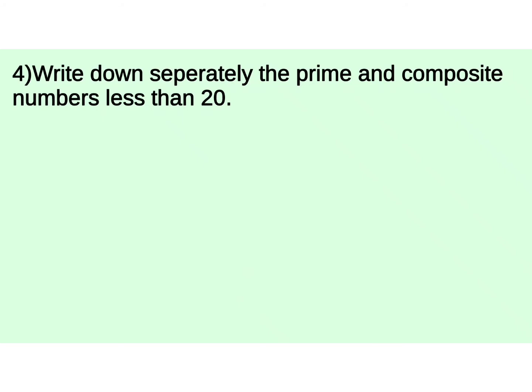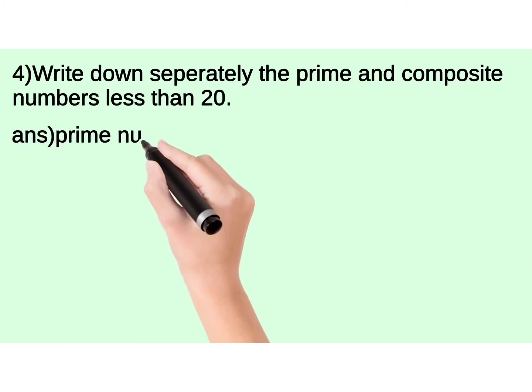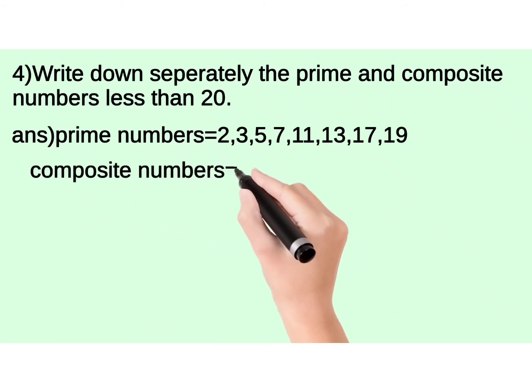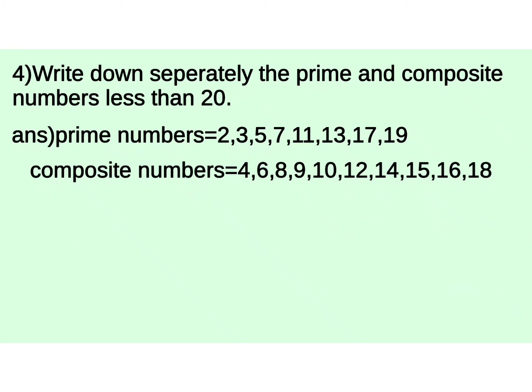We want to write the prime and composite numbers less than 20. Answer: prime numbers less than 20 are 2, 3, 5, 7, 11, 13, 17 and 19. Then composite numbers less than 20 are 4, 6, 8, 9, 10, 12, 14, 15, 16 and 18.